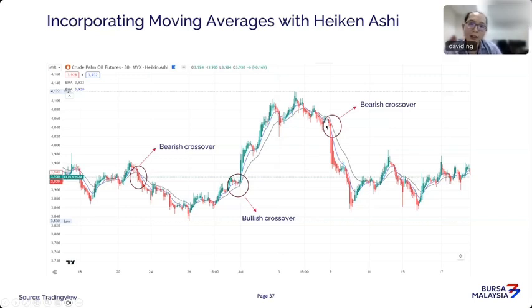Now, vice versa, if you start to see red candle bars, and these red Heiken Ashi candles are wide, that means the market is actually quite bearish. And when you start to see a bearish crossover, that means the shorter-term EMA is crossing below, and the candles are below both the moving averages, it tells you the market is pointing lower. Usually this is a good entry for you to take a short position because of the bearish crossover.